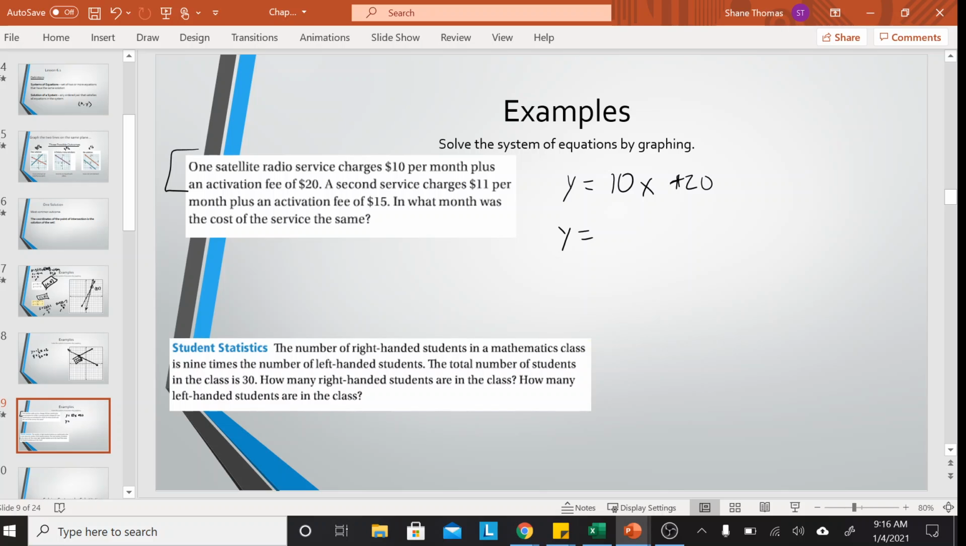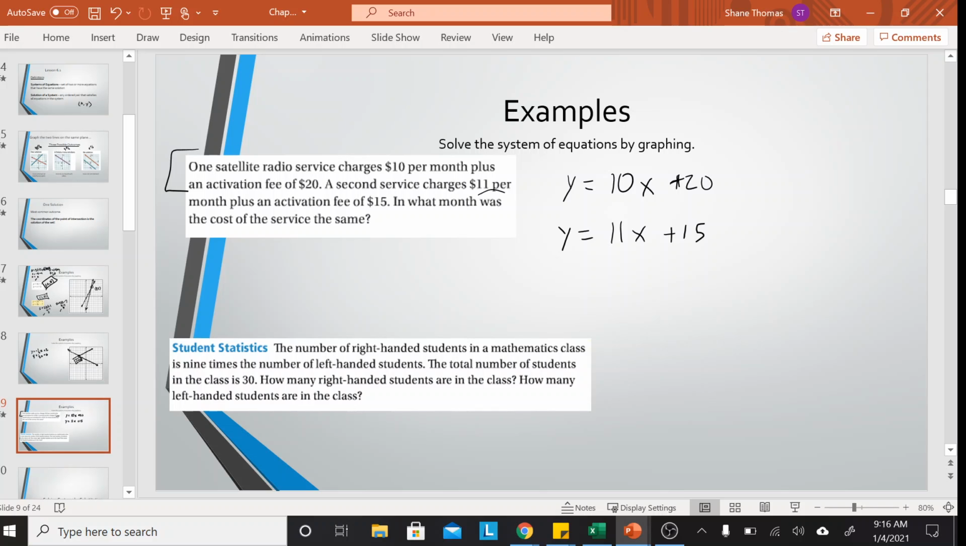Second one, what's the equation going to be for it? Oh, I know. 11x plus 15. Correct. All right, 11 per, so that would be my slope. Now, looking at that one, do we really want to graph 10x plus 20, 11x plus 15? No, I don't want to.